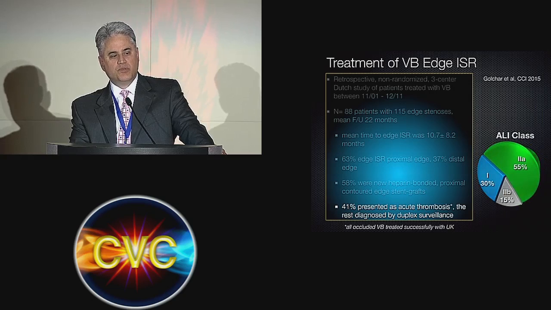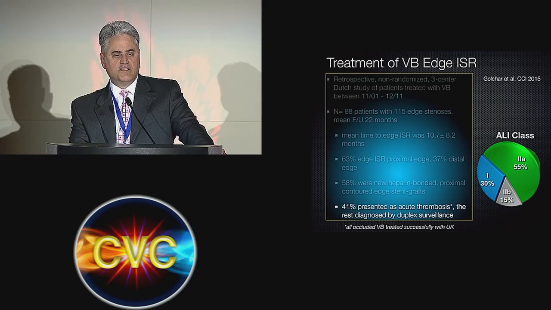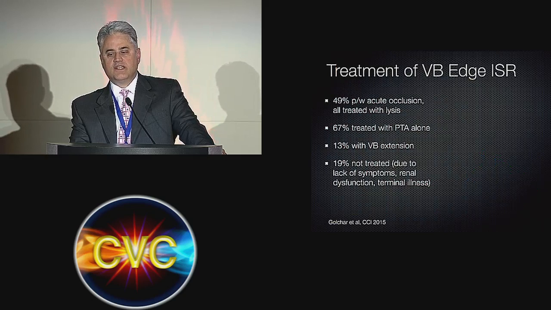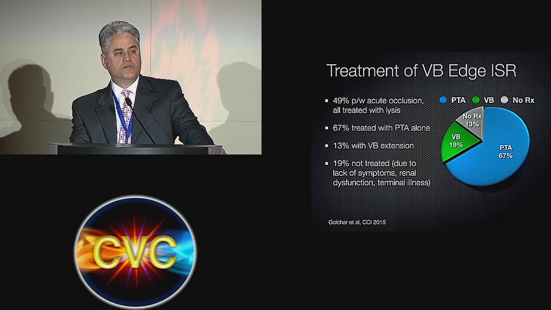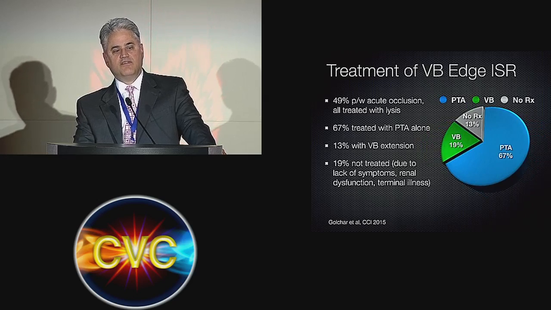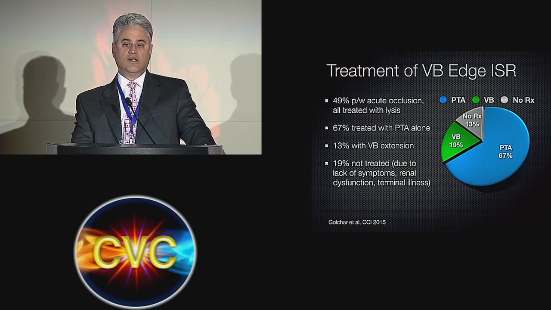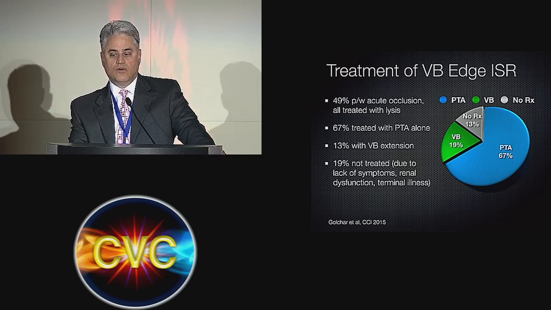Those patients that did present with acute thrombosis, though, were all successfully treated with urokinase, and you can see that 85% of these patients did not present with a cold limb. In this particular study, all 49 patients that presented with acute occlusion were successfully treated with thrombolysis, and then the rest predominantly were treated with plain old balloon angioplasty. About 13% had Viabahn extension, another 19% weren't treated at all, either because they weren't symptomatic or because of renal dysfunction, terminal illness, etc.